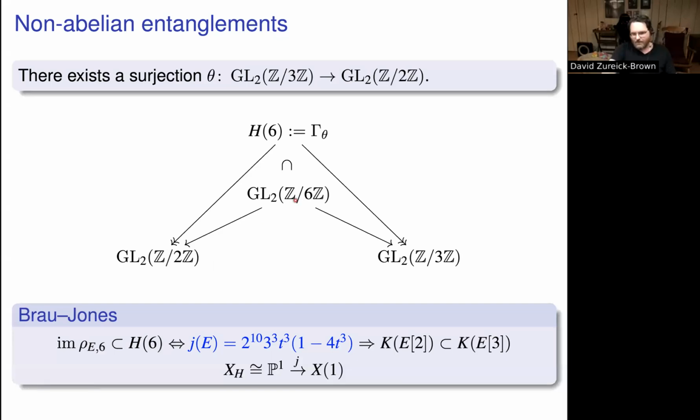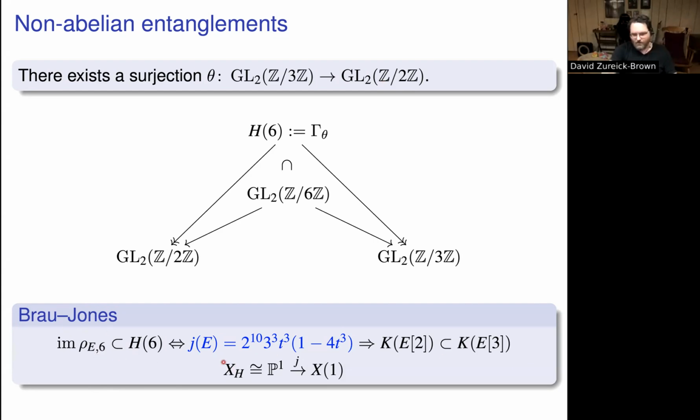I can break up Z mod 6 as Z2 cross Z3. So there's a subgroup of H6 of this. And so there's a modular curve parameterizing elliptic curves whose image of Galois is contained in this weird kind of small subgroup.